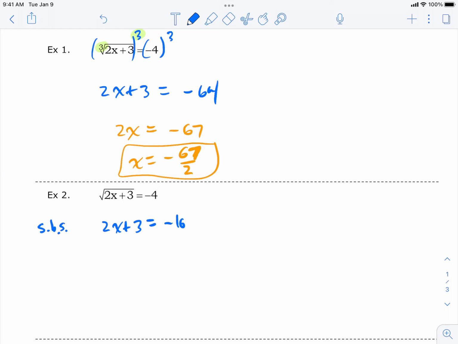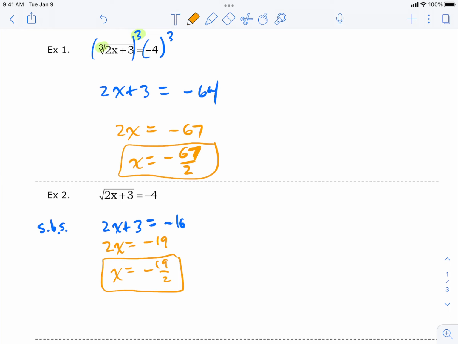And that's like, oh man, this is like so much fun. Let's just subtract 3 from both sides again. So negative 16 minus 3 is a minus 19. Let's divide both sides by 2 again. And here we go, negative 19 halves. Are you having fun yet?